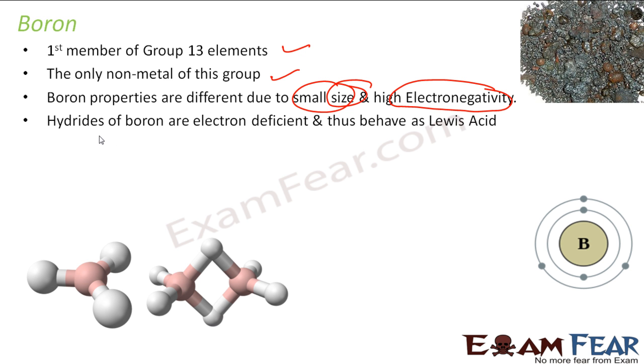The hydrides of boron are electron deficient. We have seen that BH3 and all, and thus they behave as Lewis acid. So, for example, boron has 6 electrons and it behaves as the Lewis acid.